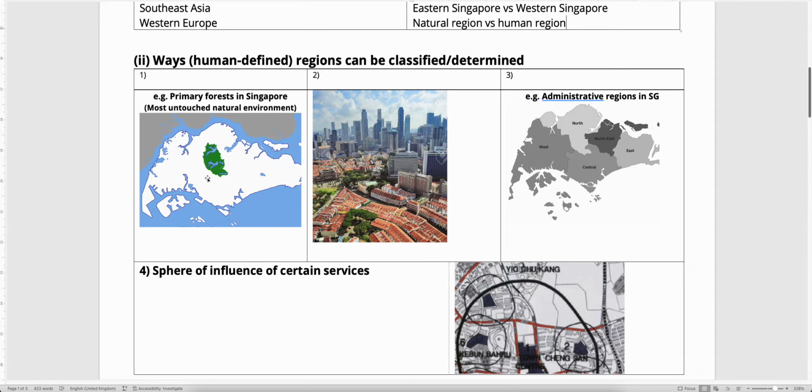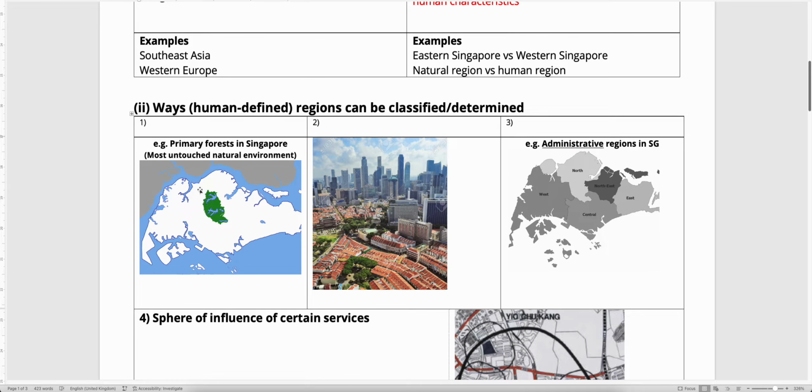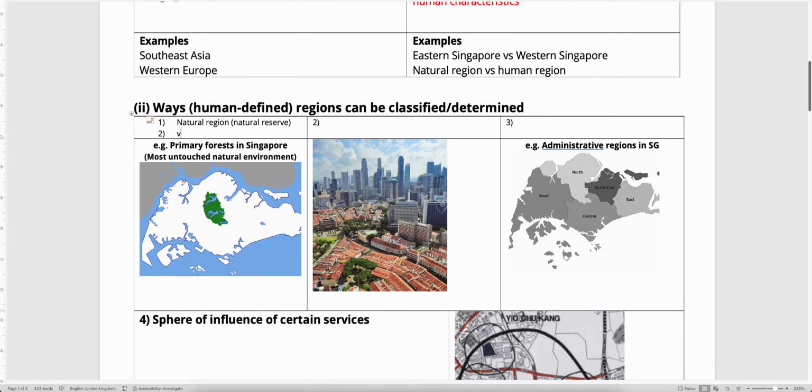So for example here, forest versus non-forested area. How do we define what is similar that we group together? The nature reserve will be the natural area, and then we talk about the human region. All right, so the other parts that are built by humans are the human region. Okay, how about this picture? How can you group them? What are similar areas you can group together?